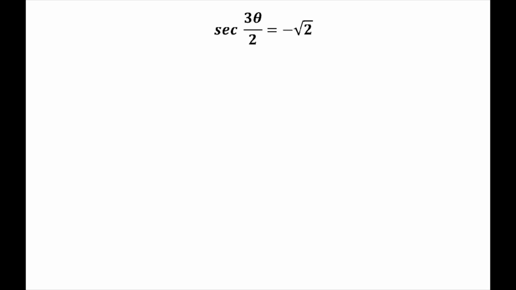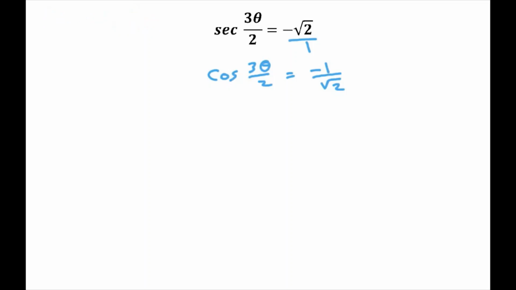Secant 3 theta over 2 equals negative square root of 2. First of all, I don't have theta, I have 3 theta over 2. So I'm not going to have two solutions, I might have more. Now I will ask you this question. If I take secant inverse of both sides, I don't have secant inverse on the calculator. However, we know that secant of theta equals the reciprocal of cosine. So if you take a reciprocal of both sides, that will be cosine 3 theta over 2 equal to negative 1 over square root of 2.